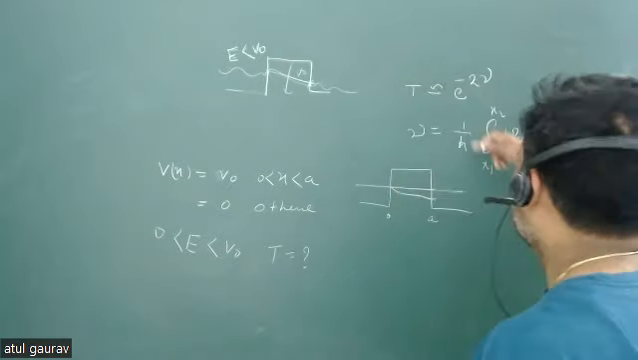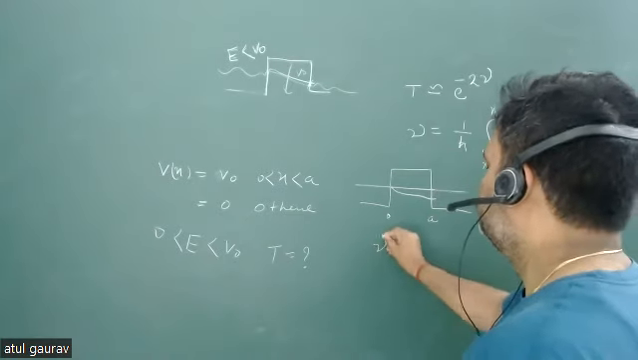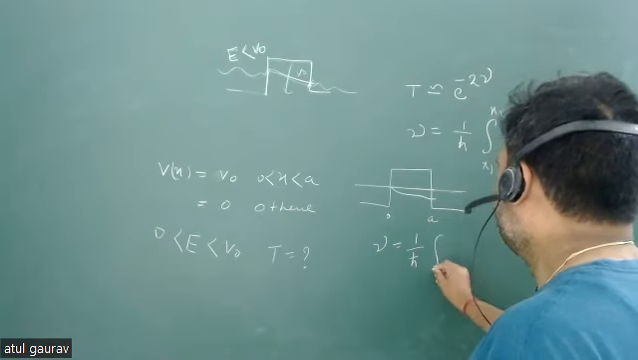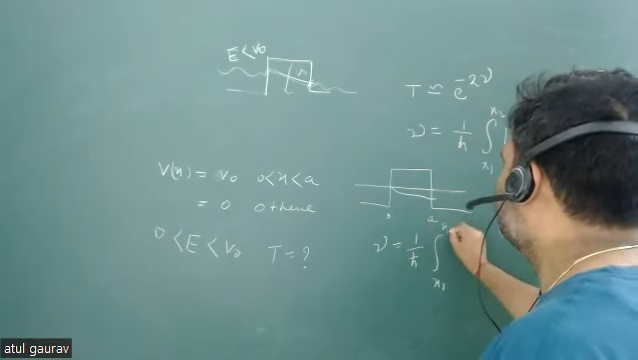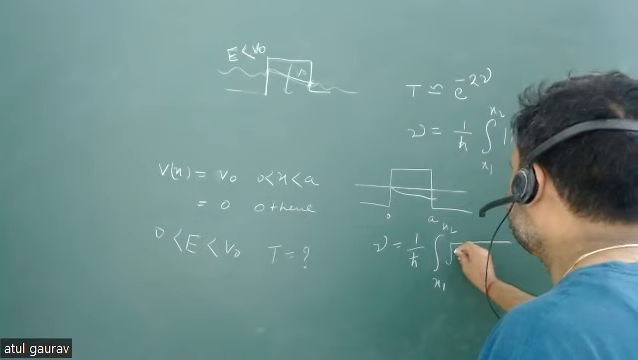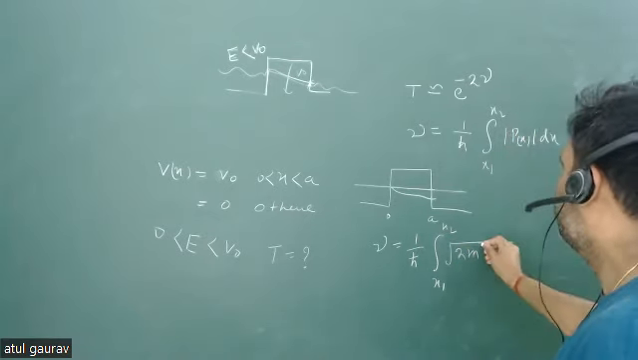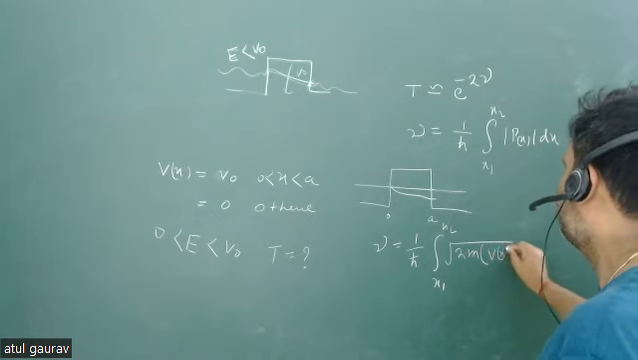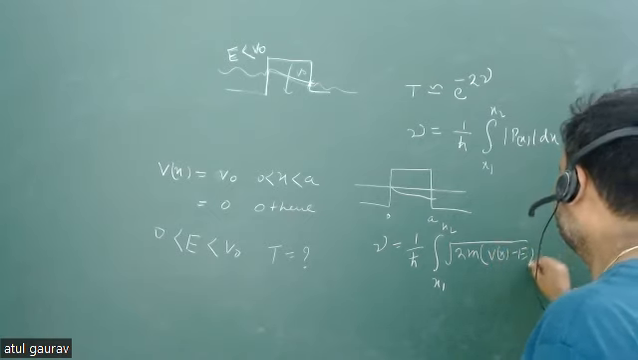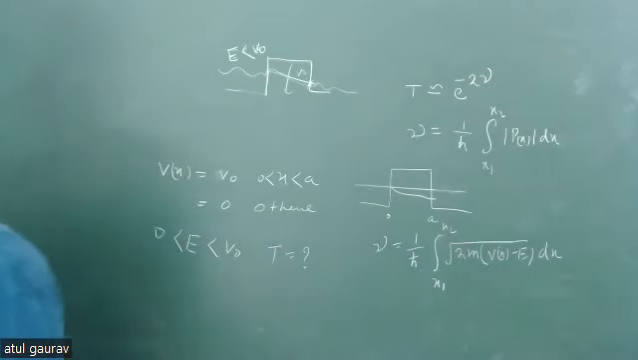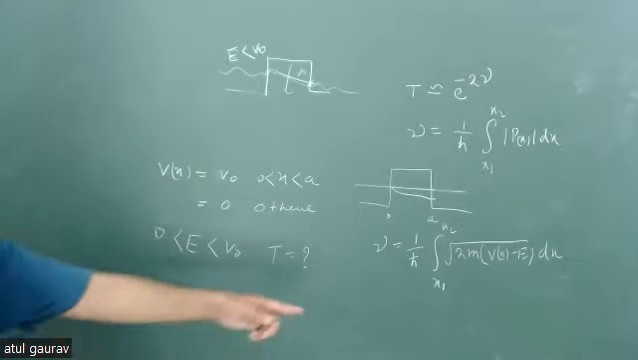The most important thing is how we are going to calculate gamma. Gamma is equal to 1 upon h cut, integrated from x1 to x2, and since my energy is less than the potential, we have to take the mod value of this. So this value is V(x) minus E, isn't it? dx. Clear? Then only you can have this.